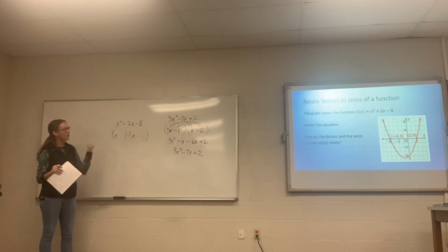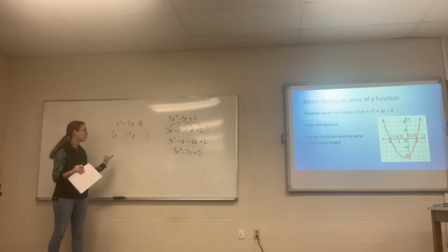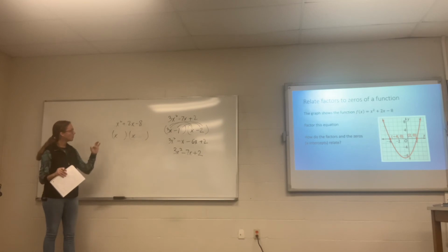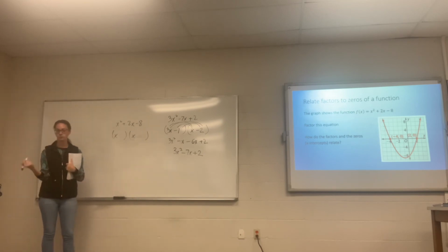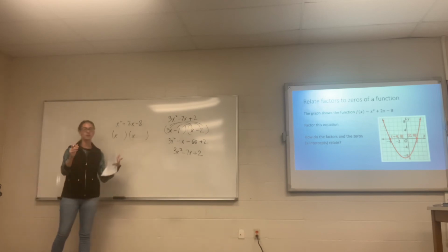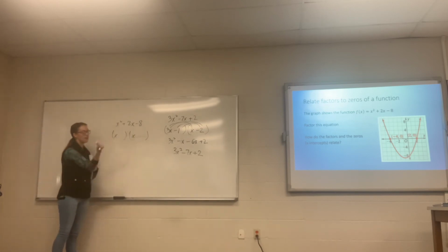I could have negative 4 and 2. And then if I add those, negative 4 plus 2, that's going to give me a negative 2. Well, what if I do negative 2 and positive 4? If I add those together, negative 2 plus positive 4, that's going to give me a positive 2, which is exactly what I need.